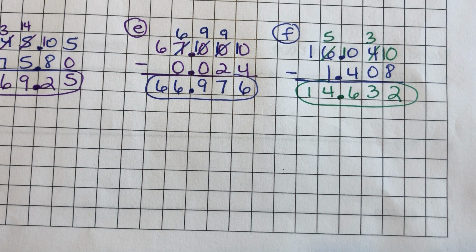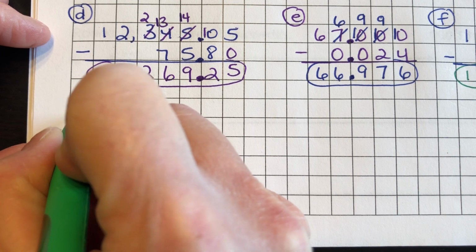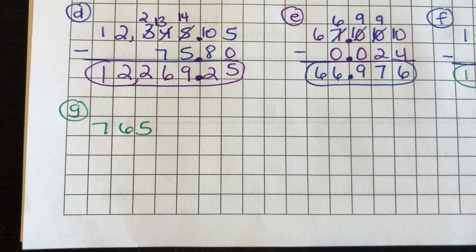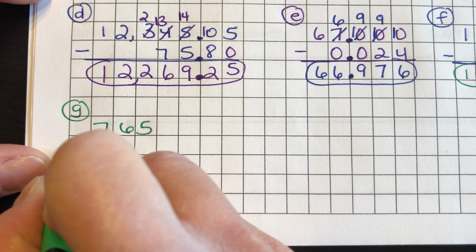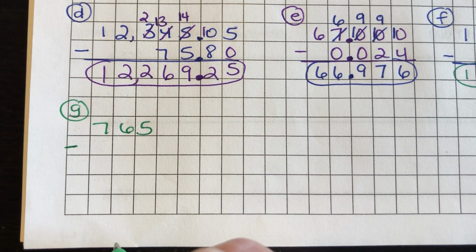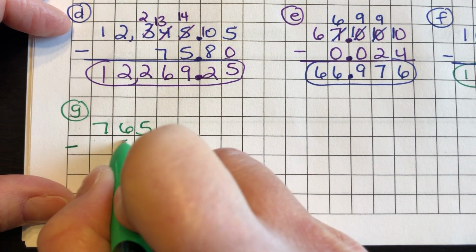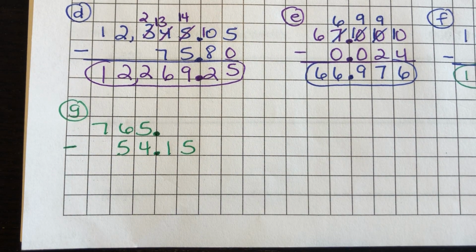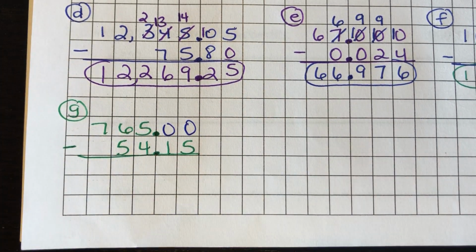Again, if you wanted to pause and try these on your own, go for it. We are on letter G. So here is G. I'm going to do 765. Again, I see a whole number there. Minus 54 and 1500ths. So again, if I want to do 54 and 1500ths, that means I need to know where to put my decimal point. When you have a whole number, it's after it, just like that. So I would fill in 54.15 underneath it, just like that.